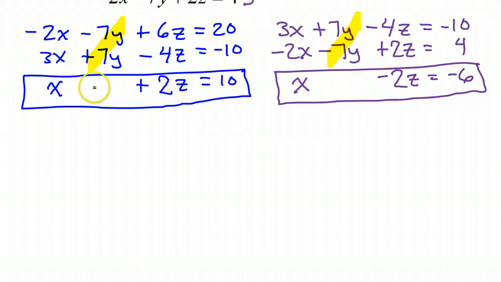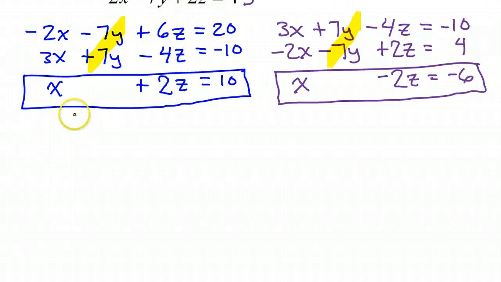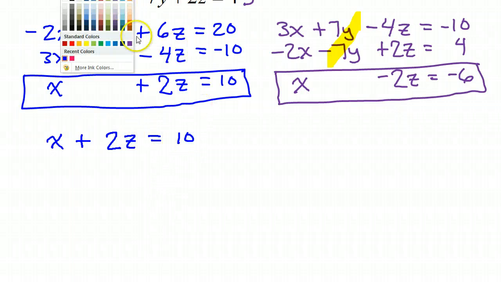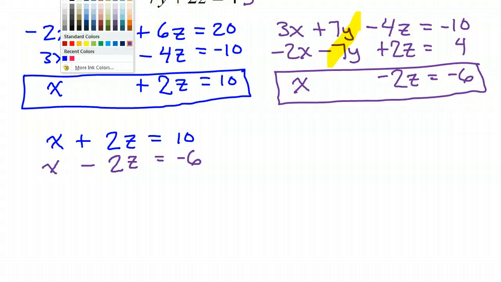Both of these equations only have two variables, x's and z's. So what we're going to do is take these two equations and put them together into a system of their own. So I'll keep it color coordinated for one more step. I'm going to take this blue equation, which is x plus 2z equals 10, and I will take the purple equation, which is x minus 2z equals negative 6. Alright, well this problem is almost too easy because everything is just lining up for us.